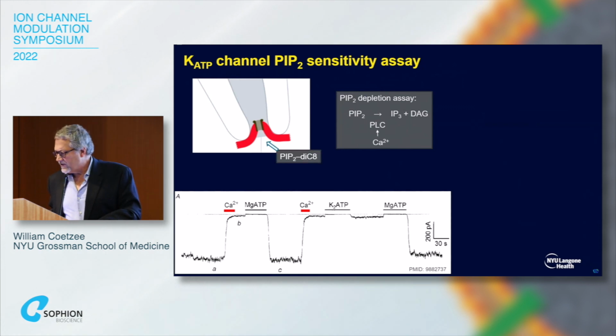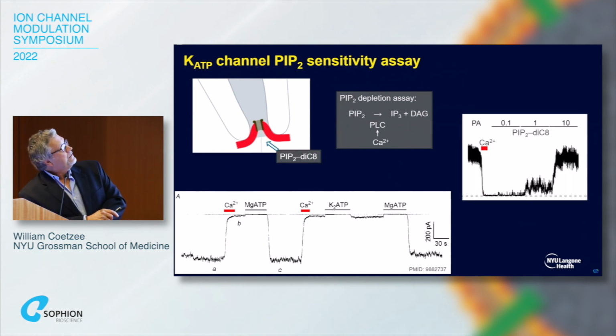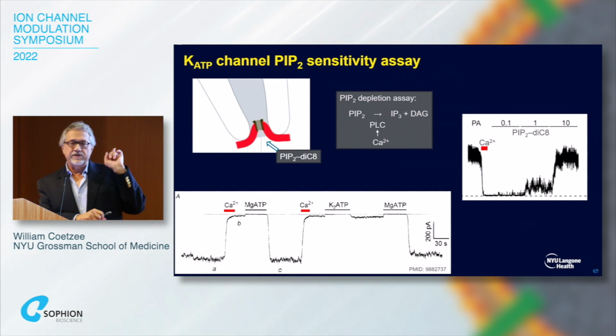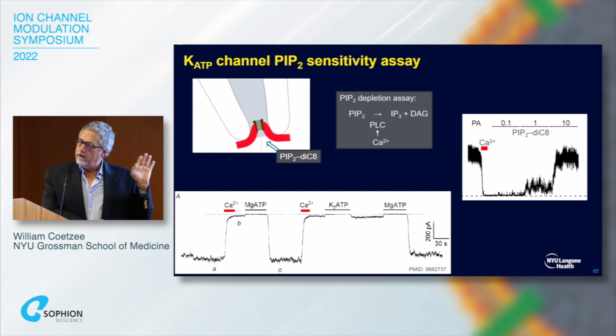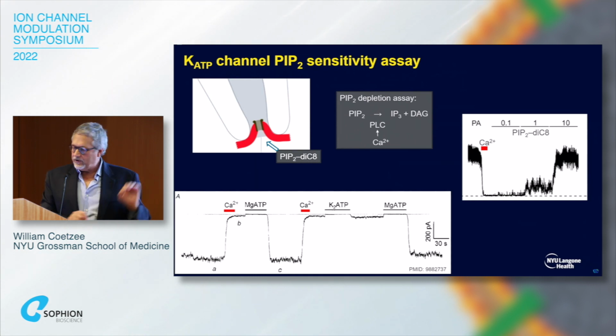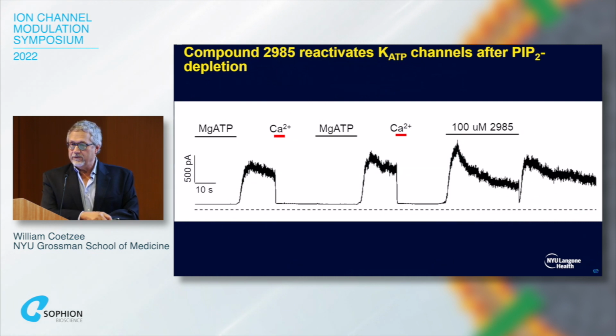We've actually done some of this ourselves in the lab too, and not only us, others have also done this. When you actually apply PIP2 after the calcium, you can see the calcium over here, channel activity goes away. When you apply the PIP2 directly to the channel, it also activates the channel, suggesting that this could be a potential readout for measuring the PIP2 sensitivity of the channel. And this is the experiment that Ivan has most recently done.